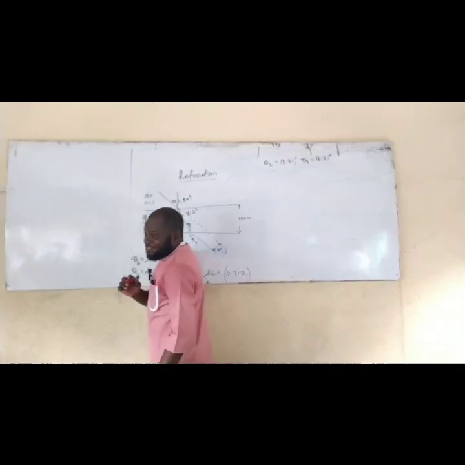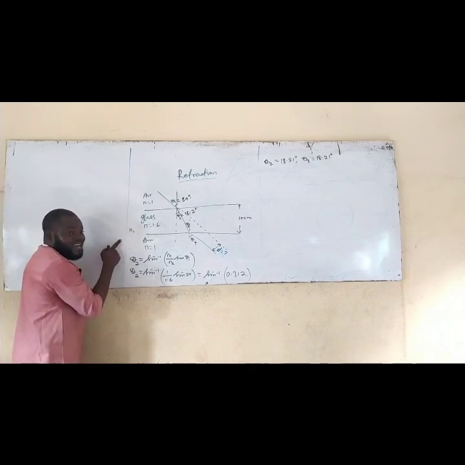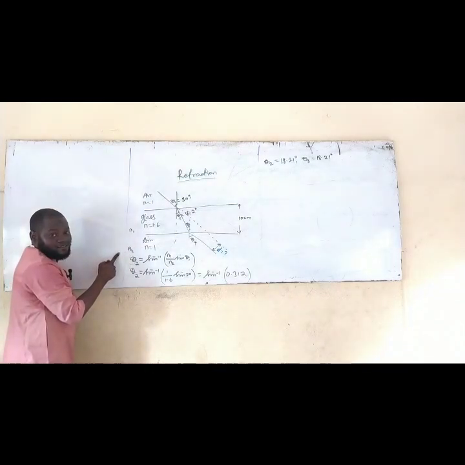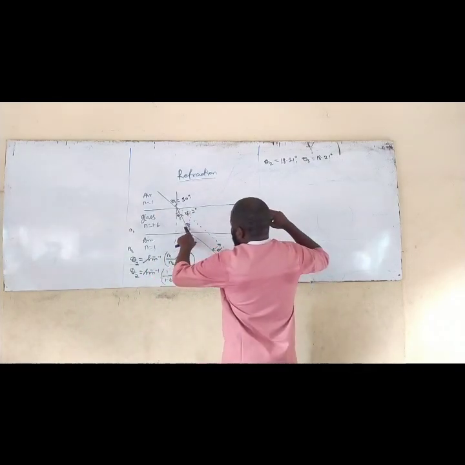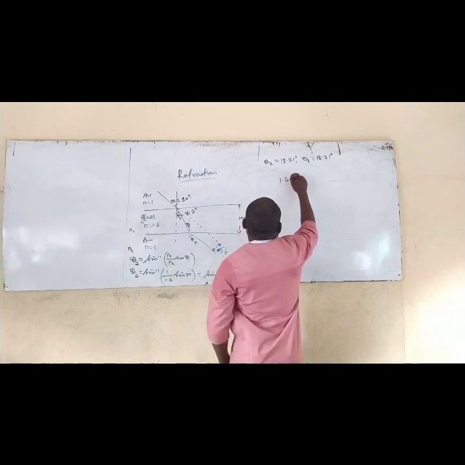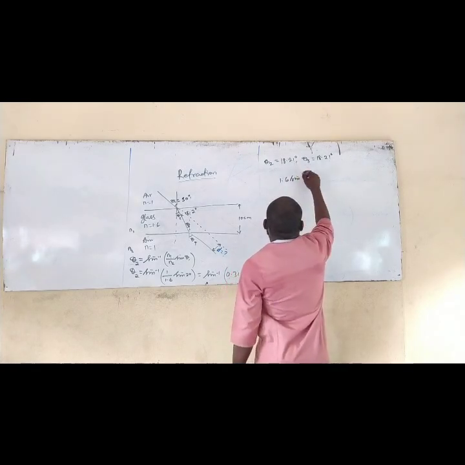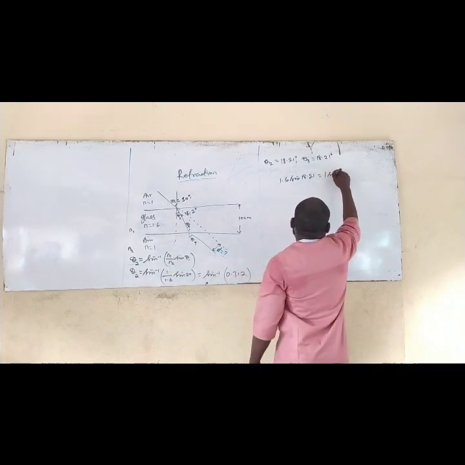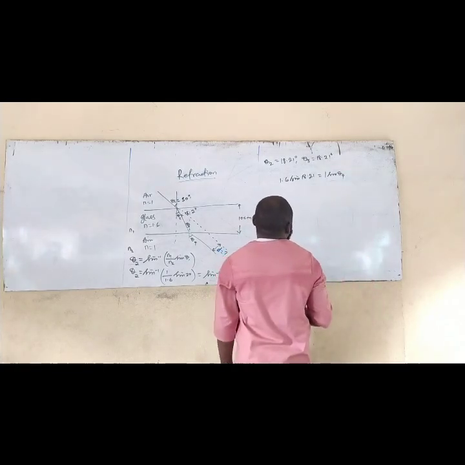So for better understanding, so that I will not confuse myself, I'll call this one n1 and I'll call this one n2. Am I making sense now? So the refractive index from here, you know this one is theta 3, right? So that will be 1.6 sine theta 3, which is 18.21, equal to 1 sine of theta 4. Am I right, guys? Yeah.